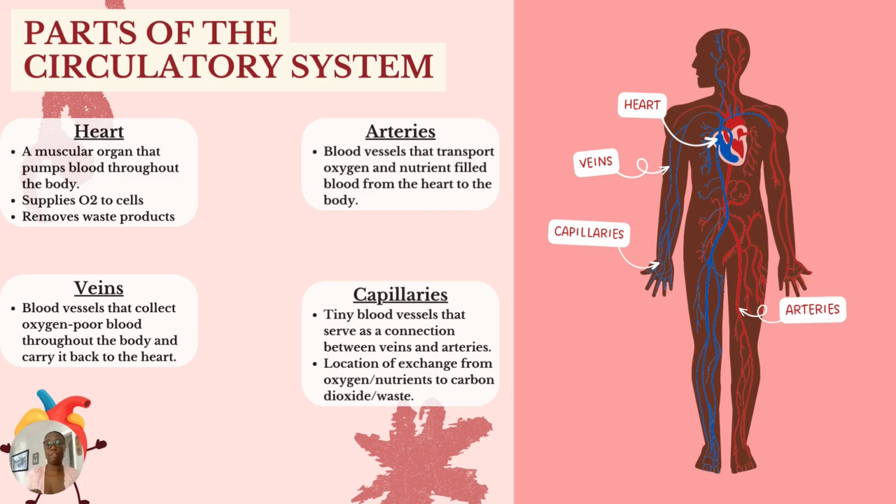So if you look at this diagram that I have on the right side of the screen, you'll see that the body is filled with blood vessels. And in this diagram, you'll see that some are in red and some are in blue. Typically, but not always, your arteries are going to be colored red and the veins are going to be colored blue. And the red coloring in the arteries represents the oxygen-rich blood that is carried throughout the body. And then the blue in the veins is supposed to signify deoxygenated blood.